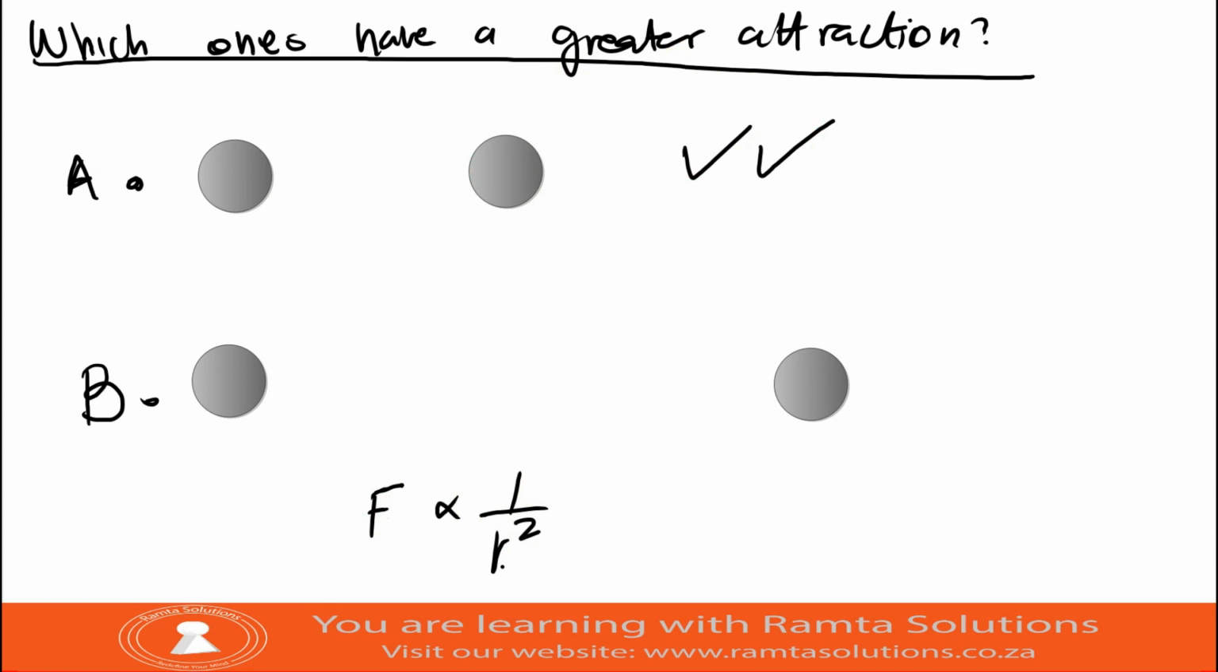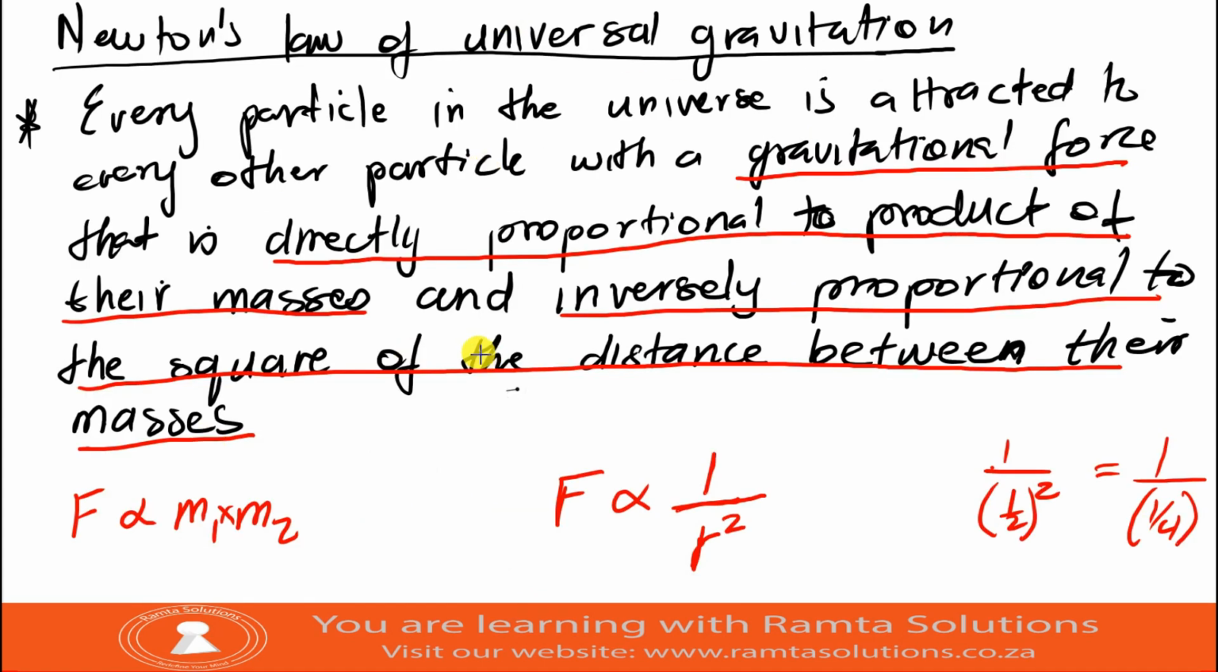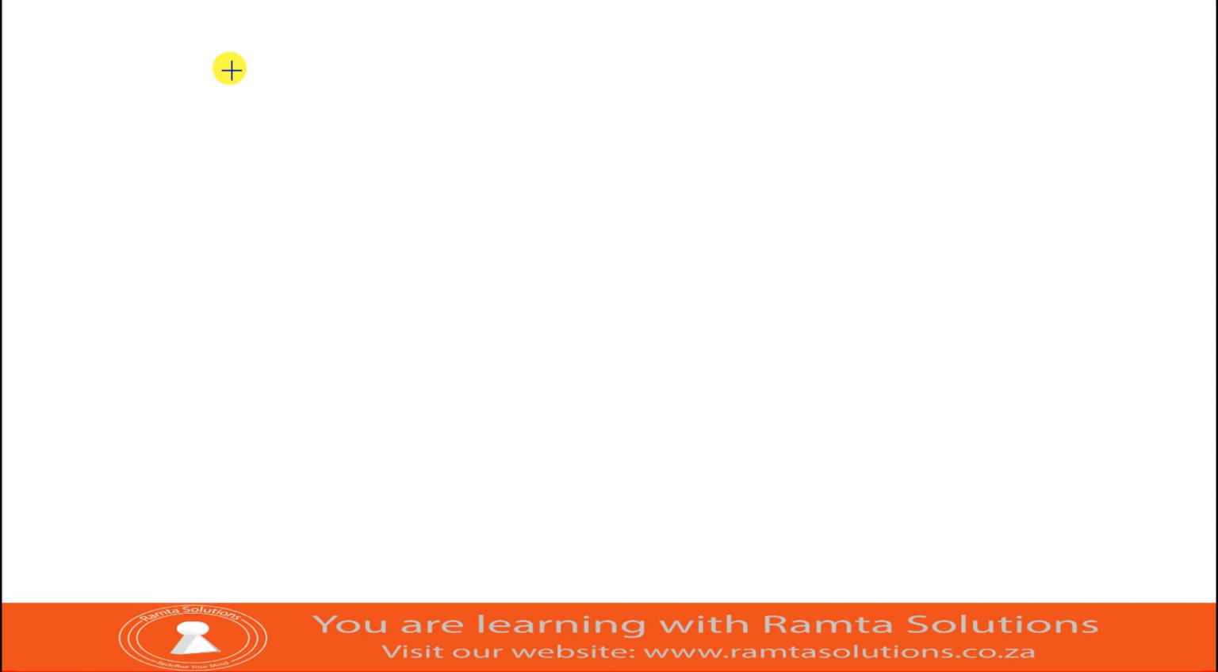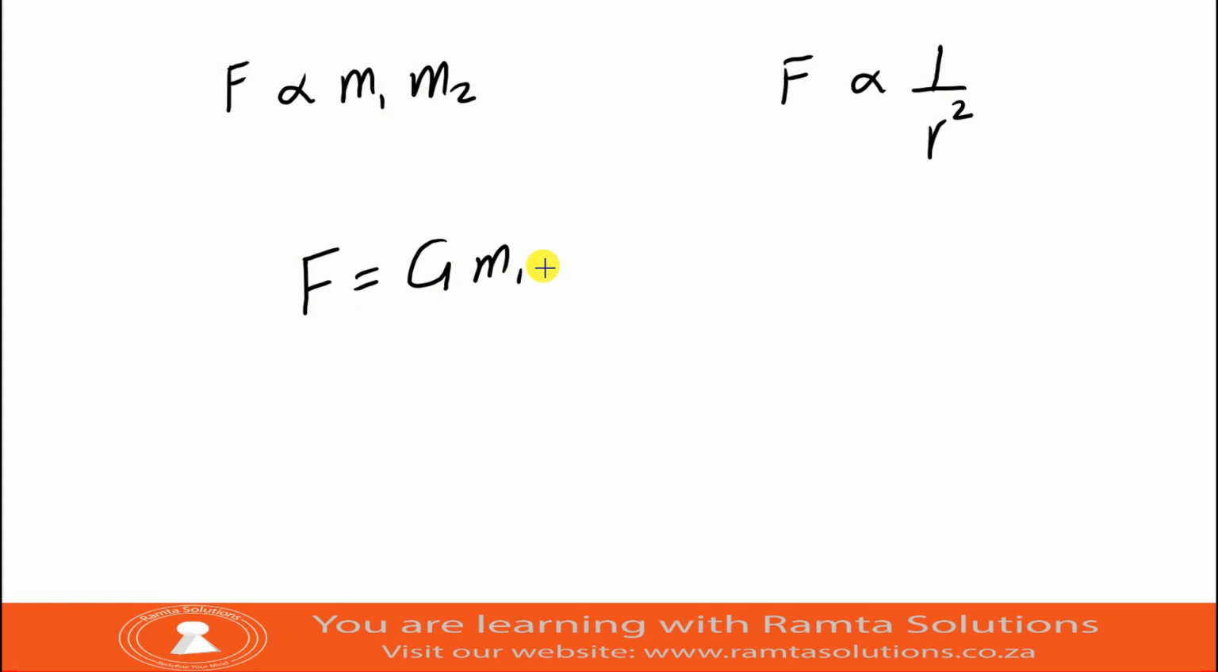Okay, now let's come back to the formula. The law said every particle in the universe is attracted to every other particle with a force that is directly proportional to the product of their masses and inversely proportional to the square of the distance between their masses. So this gives rise to a formula. We have said before that F is directly proportional to m1 m2. Again, this F is inversely proportional to r squared. The formula therefore will be F equals G m1 m2 all over r squared.